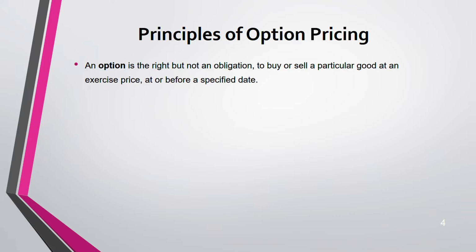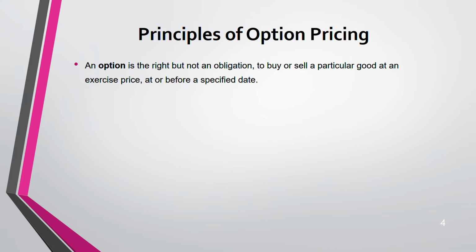Now, first you need to understand what is an option. The option gives you a right. It's not an obligation. It gives you a right only to exercise. That means you can buy or you can sell a good at an exercise price. That means a price is set. That price is known as exercise price. Okay, at an exercise price at or before a specified date, at some future date, let's say. Okay, some future date is decided before that.